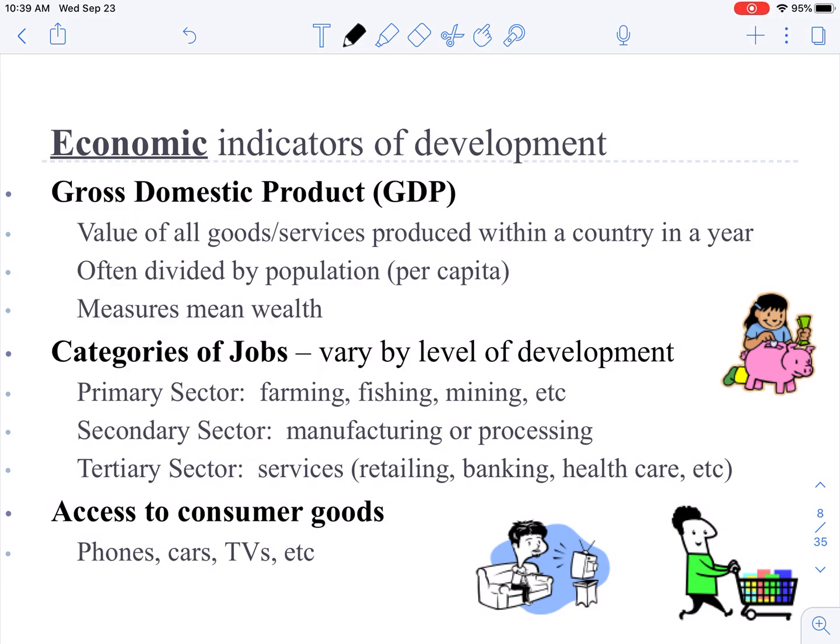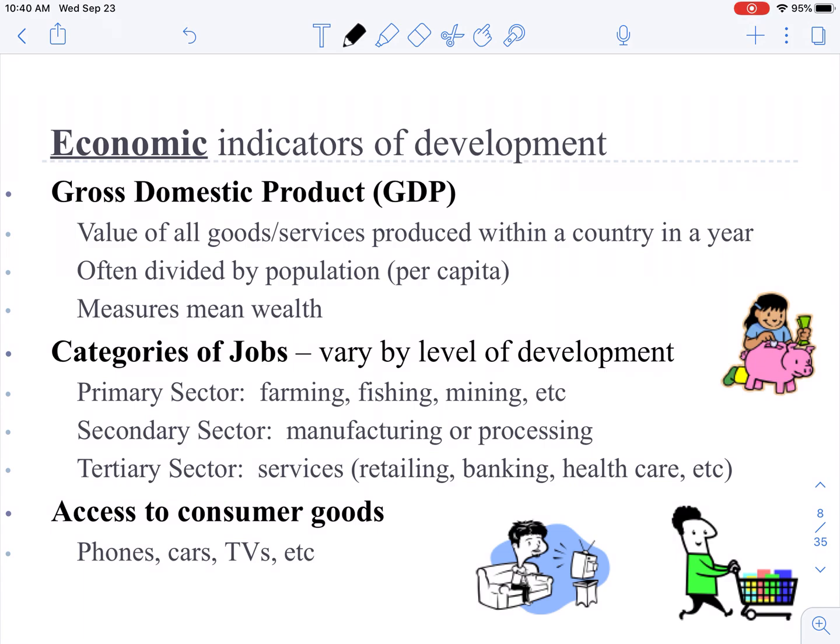Also, we have to consider economic indicators of development when we're talking about how developed a country is. So the GDP that we mentioned previously is a measure of all the values of goods and services produced in a country in a given year. And also it's important to take that big number, which is sometimes as big as $1 trillion, and divide it by the number of people in the country. Because countries with larger populations are obviously going to be able to produce a higher value of goods and services.